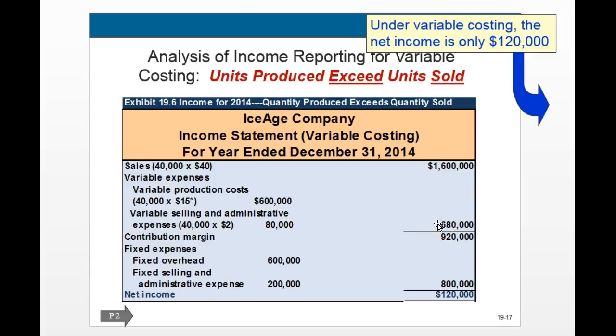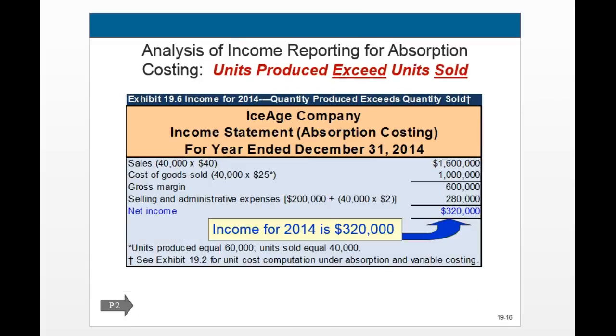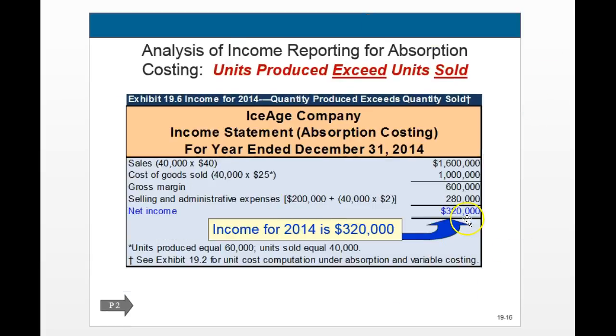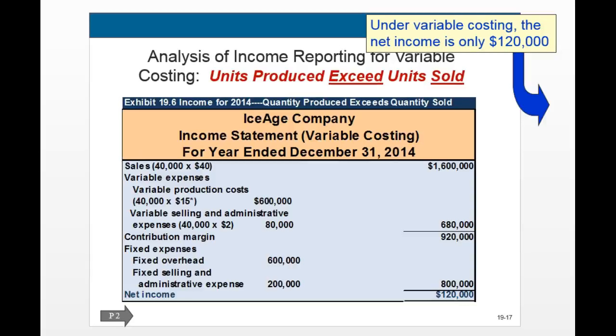Now, what happened? Okay, why is that? Is this a trick or what? Where is that $200,000? There's $200,000 difference here. Where did it go? Well, there are 20,000 units here that we made, right?